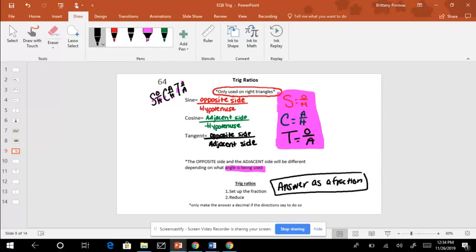So on page 64, make sure you have all of this written down because these are the notes you need for trig.